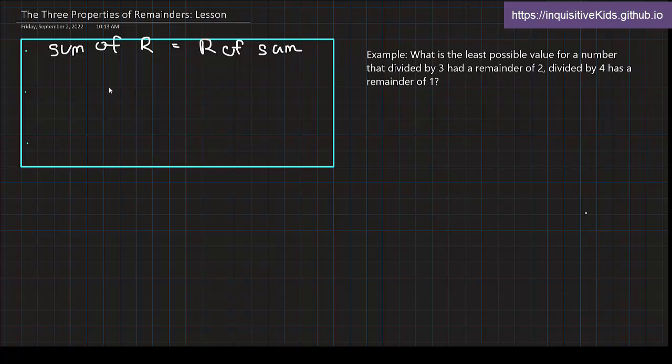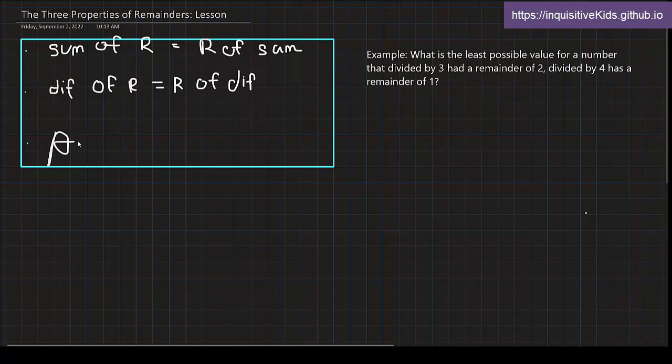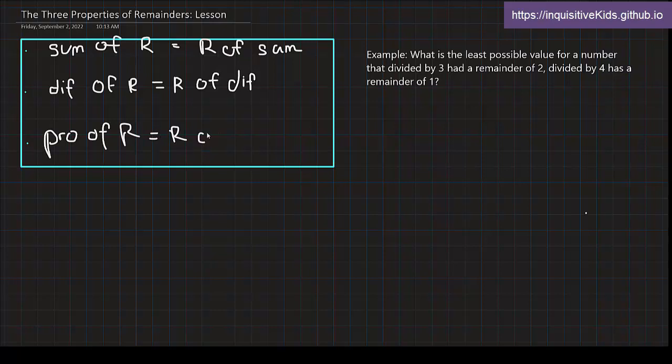So if we have the sum, of course we'll have difference. So the difference of remainders is equal to the remainder of difference. And our final one is going to be, of course, product of remainders is equal to, you guessed it, remainder of product. Now these seem really cool, right? It seems like it just flipped over, sort of, and I'll explain what they each mean.